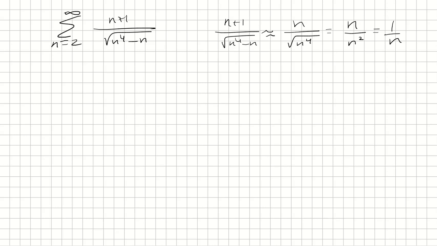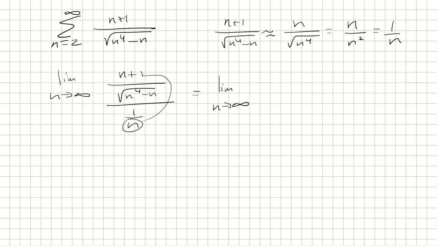So let's compare our original series to 1 over n, and we're going to take the limit as n approaches infinity. So why don't we just take (n+1) over the square root of n to the fourth minus n, divide by 1 over n, which, whenever you divide by 1 over n, that's the same thing as multiplying by n. So this n is going to multiply the n+1 to get n squared plus n over the square root of n to the fourth minus n. The next step, I'm going to multiply, or if you want to think of it, divide everything by n squared. So multiply by 1 over n squared or divide by n squared.